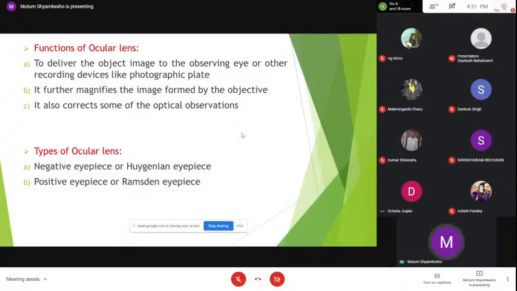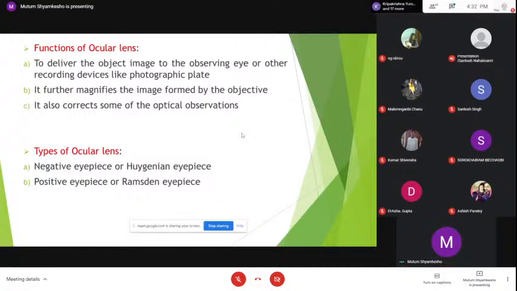The negative or Huygens eyepiece uses two lenses. The upper lens is known as the eye lens, and the lower lens is known as the field lens. In the simplest setup of this Huygens or negative eyepiece, both the eye lens as well as the field lens are plano-convex lenses.